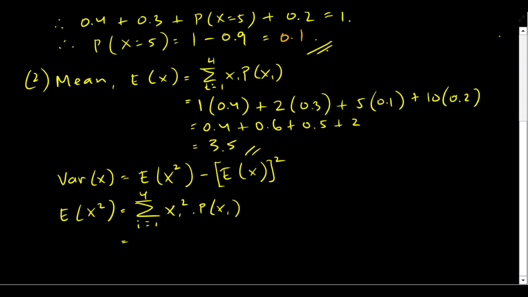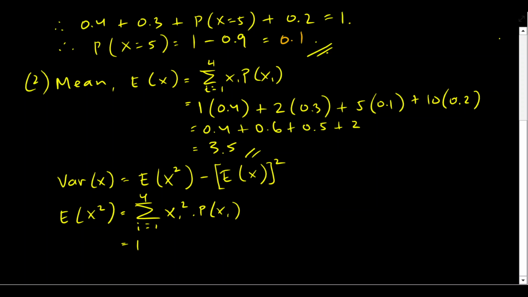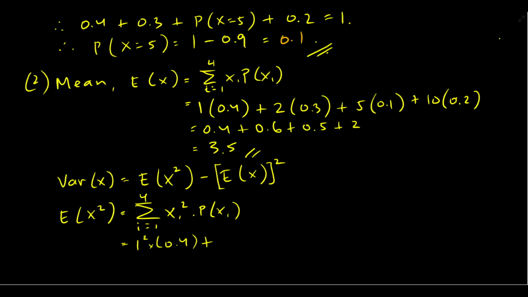So the first x that we have is 1 squared times the probability of 0.4, plus next is 2 squared times the probability value of 0.3. Next is 5 squared times 0.1, plus 10 squared times the probability value of 0.2. This is equal to 24.1.